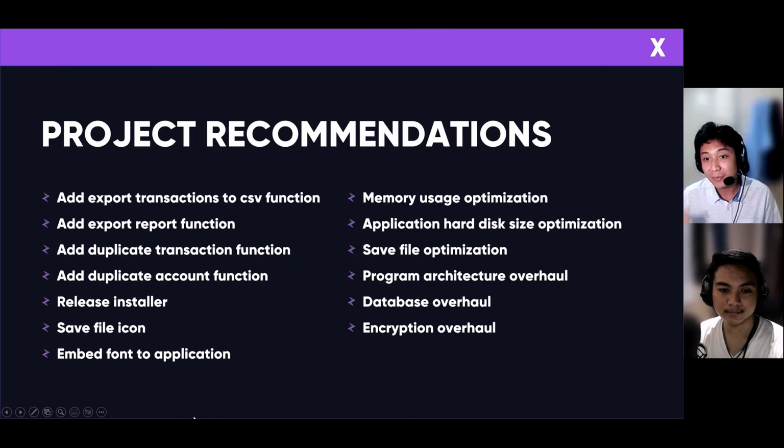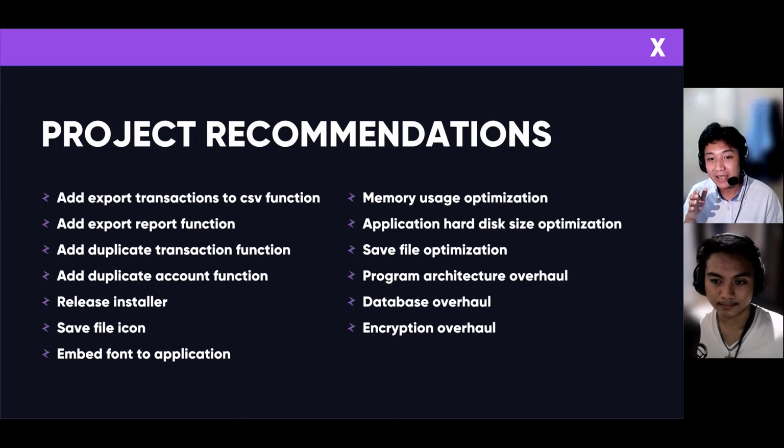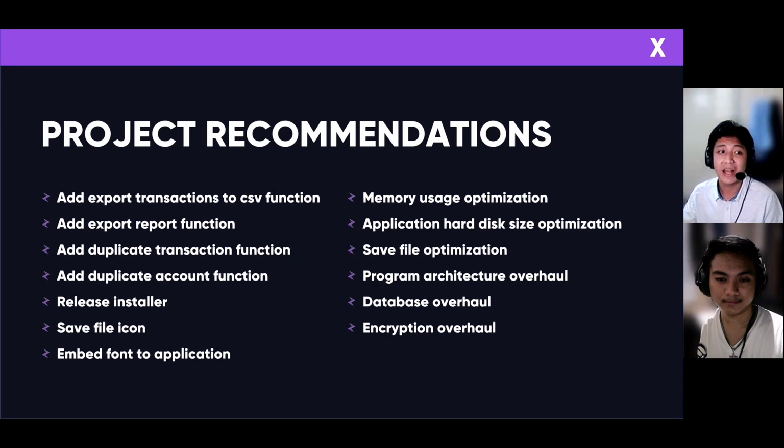Now, next we have the memory usage optimization. As you can see earlier, on Vincent Tomas's end, he was starting to lag a bit because, of course, this is still an application and it's still going to use a lot of memory. So memory usage optimization would definitely be one of the project recommendations. As for the application hard disk size, of course, we would like to scale it down as much as possible. Save file optimization, we want faster saves, more dependable saves, etc.